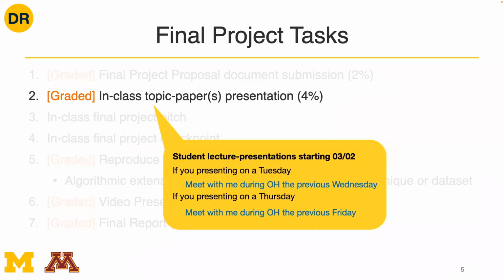The in-class student lecture presentations will start on 2nd of March, which is next Thursday. Like I said in the last lecture, if you are presenting on Tuesday, meet with me during my office hours on the previous Wednesday. And in this particular instance, the first presentation will be next Thursday. So that particular group will meet with me tomorrow during the office hours. So tomorrow's office hours will be both online and also in person. So I'll be in person in Shepherd 161 if you want to meet in person and discuss.